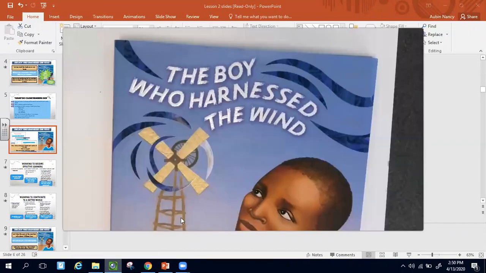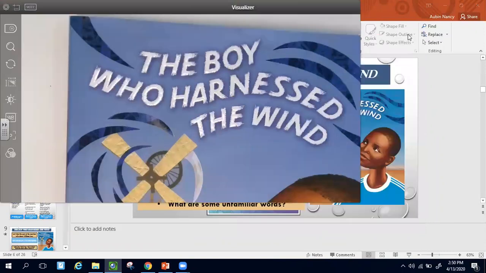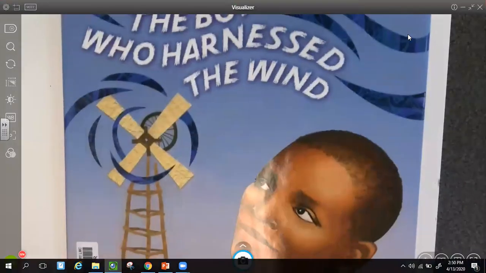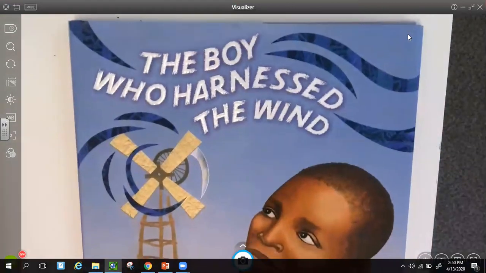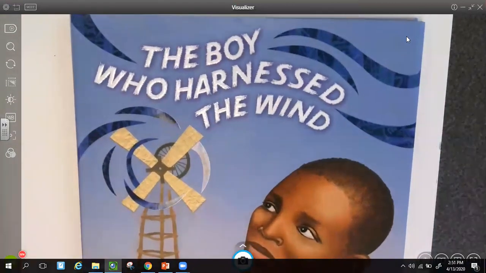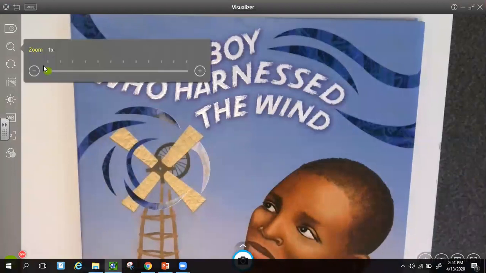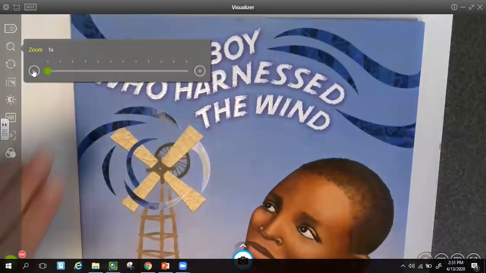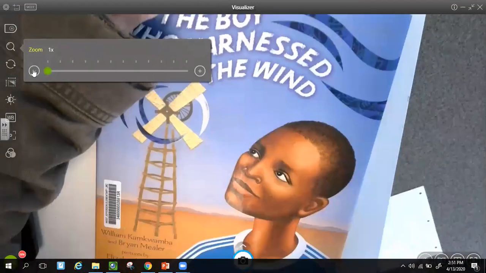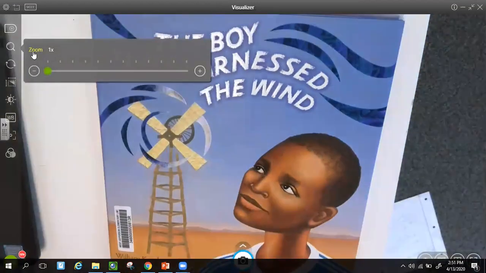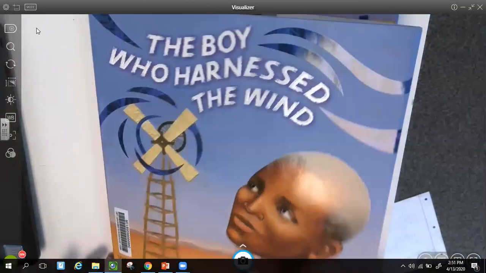So I'm going to switch to this mode. And there's actually a movie about this story too. It is a true story. Let's see if I can unzoom a little so you can see the whole thing. It's the best I'm going to be able to do. Let's do it like this then. Okay, The Boy Who Harnessed the Wind.